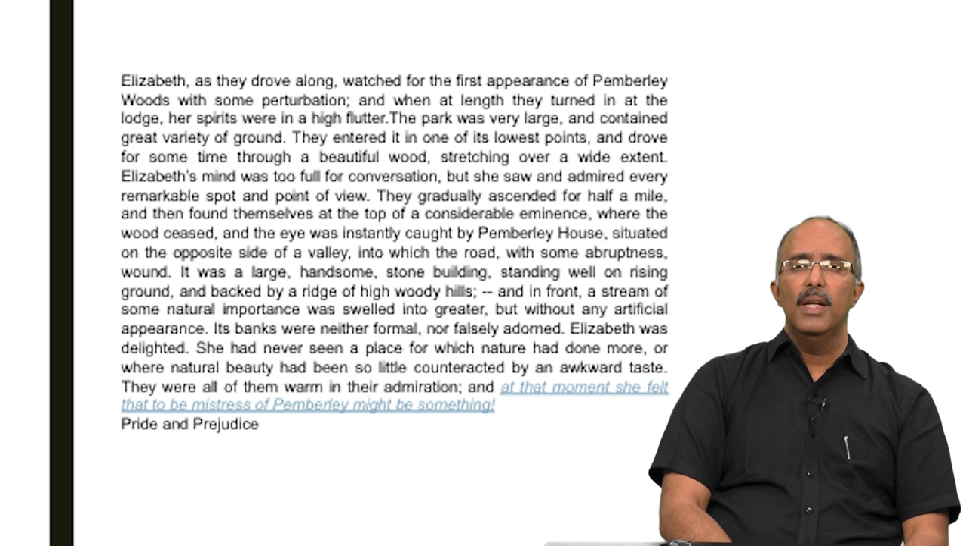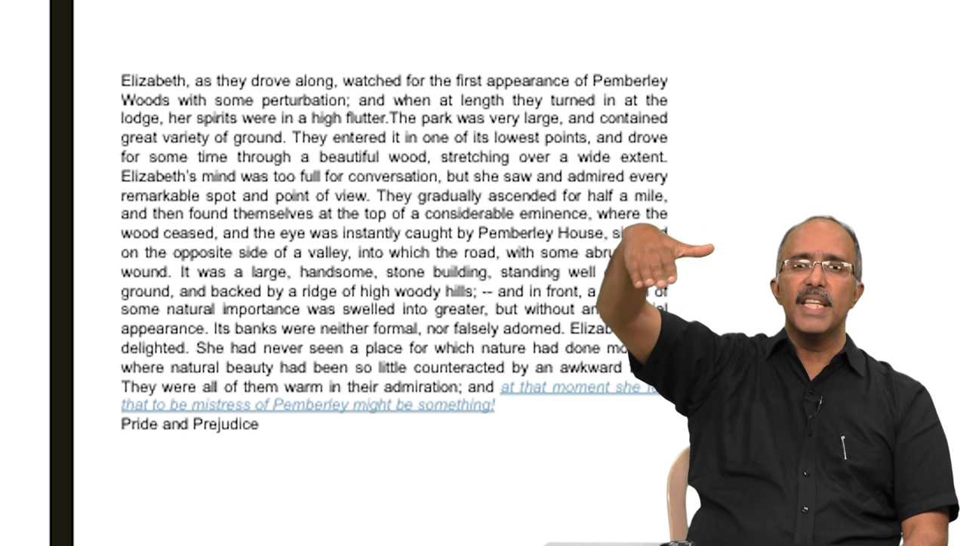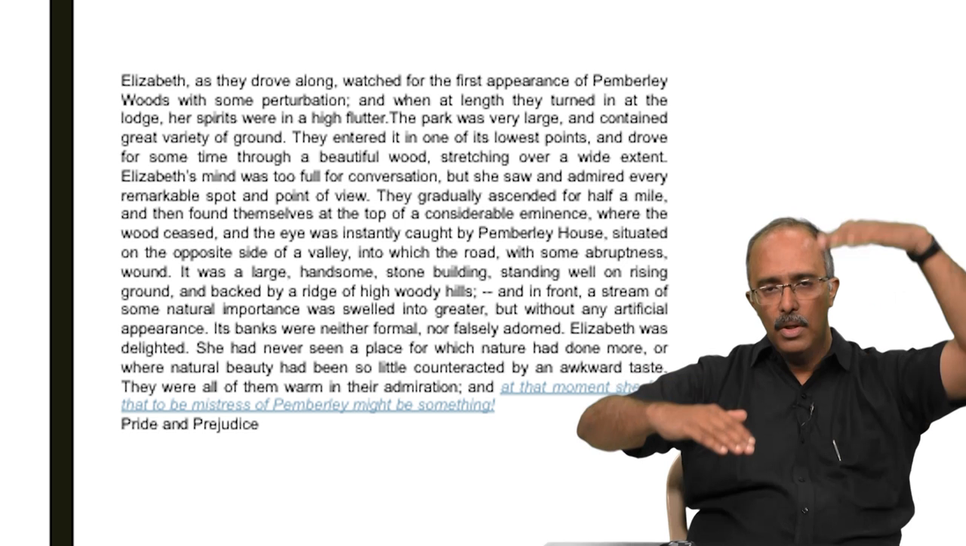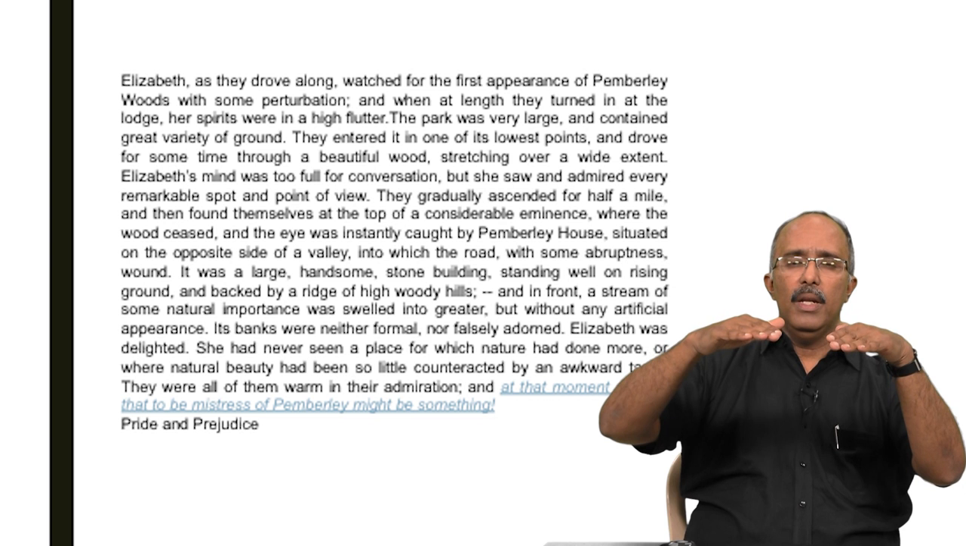And here's the description. They ascended for half a mile and then found themselves at the top of a considerable eminence where the wood ceased, and the eye was instantly caught by Pemberley House, situated on the opposite side of a valley. Please remember what I have said. A prospect view is where you stand here and look at the land stretched out. You stand at a higher level. Now here, this is what Austen says. You stand at the top of an eminence and you look down at Pemberley House set in a valley.